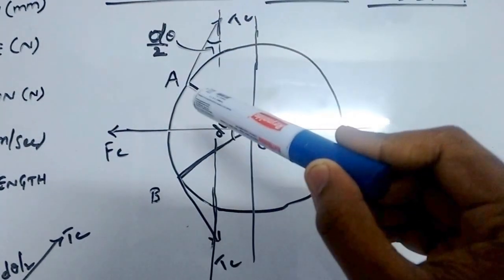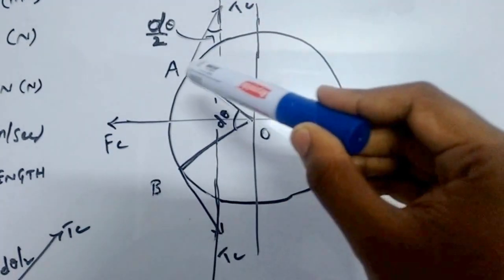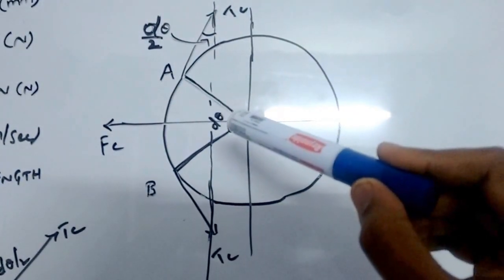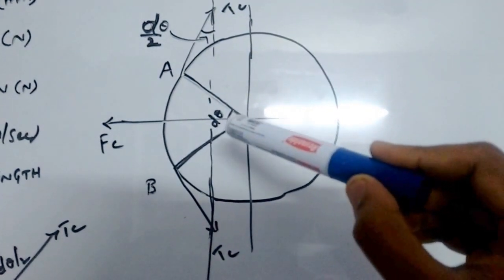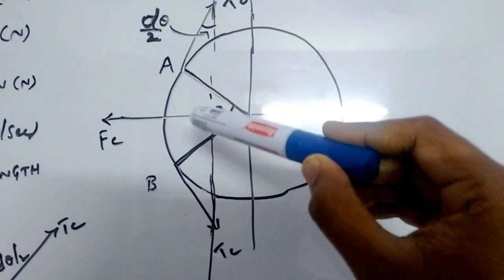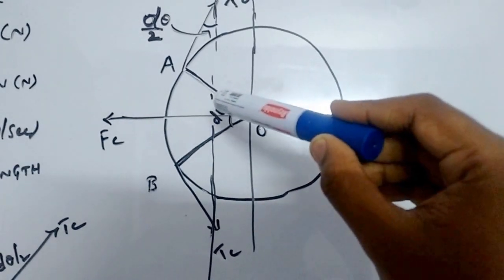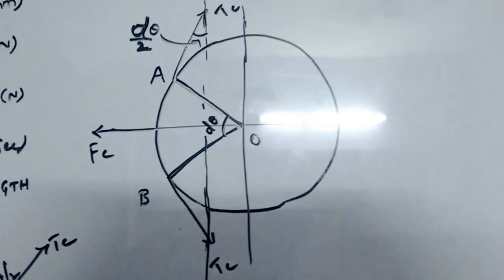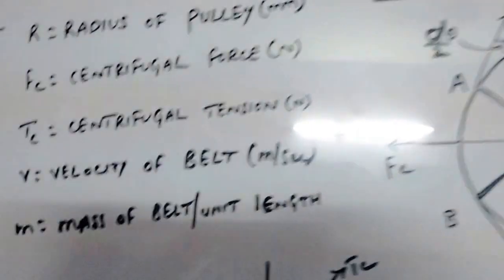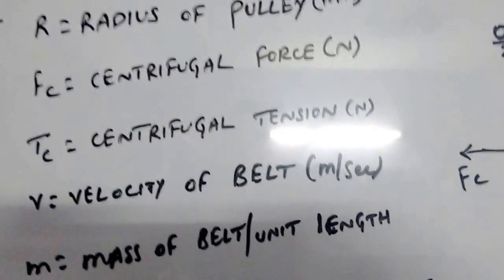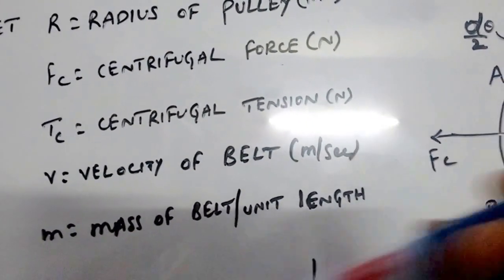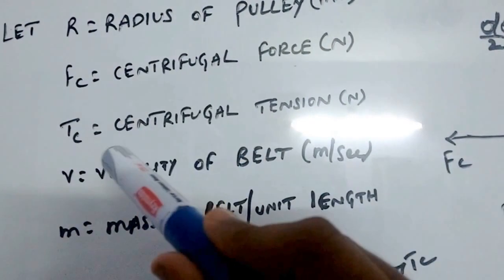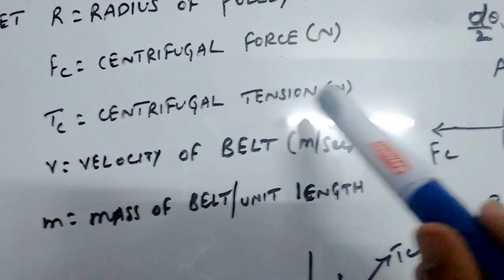Now let us consider Tc to be the centrifugal tension, which is acting in a tangential direction to the pulley, and AB to be the small elemental length of the belt which makes an angle d theta with the center of the pulley. If this becomes d theta, each half part is d theta by 2. If this part is d theta by 2, obviously this is also d theta by 2. Now let R be the radius of the pulley and Fc the centrifugal force, and because of this centrifugal force, Tc is the centrifugal tension induced in the belt.